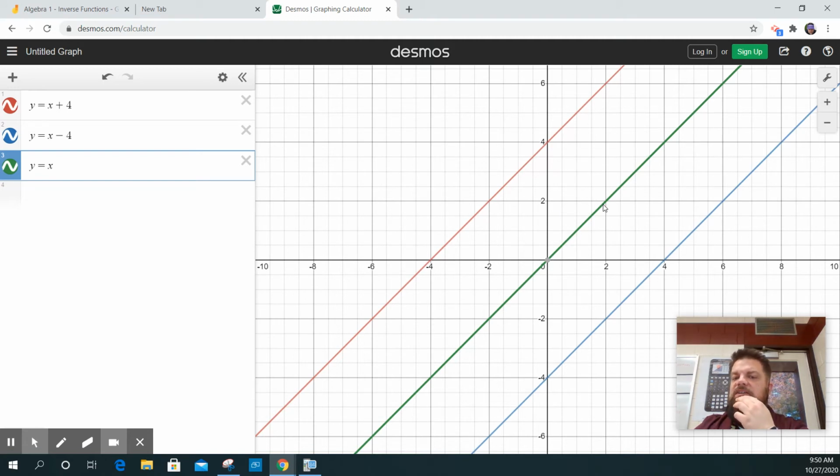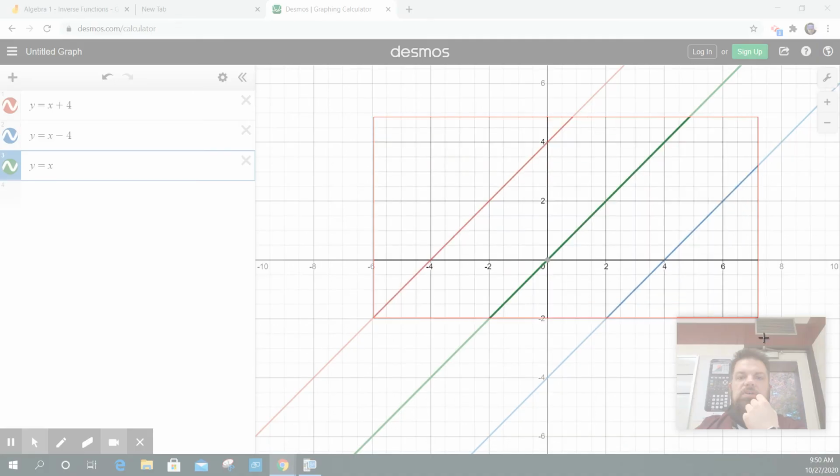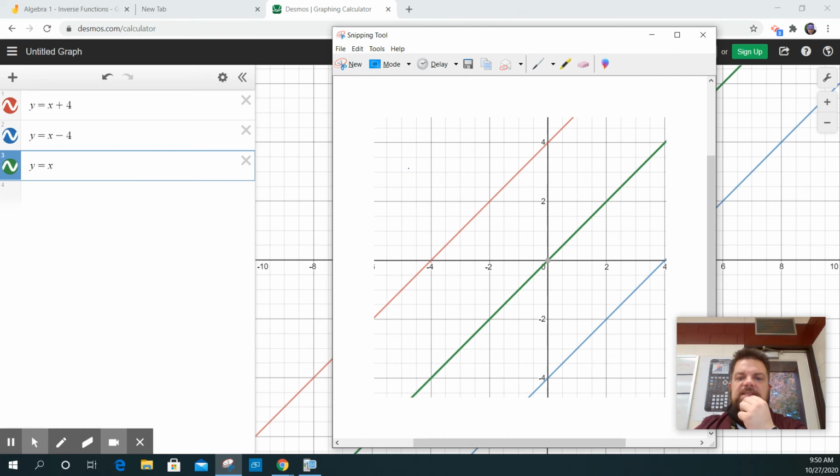In other words, if I take the green line and think of it as a mirror, the blue line is like a reflection of the red line. Does that make sense? So if I were to consider what the inverse is, I would just look at the 3 lines, and that's how I would determine what the inverse is. So the original function is the red line.